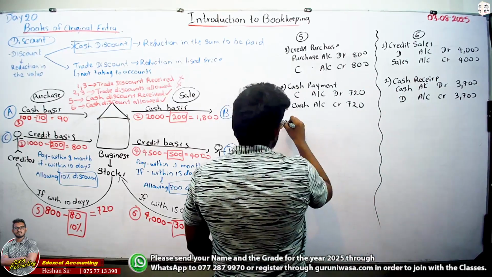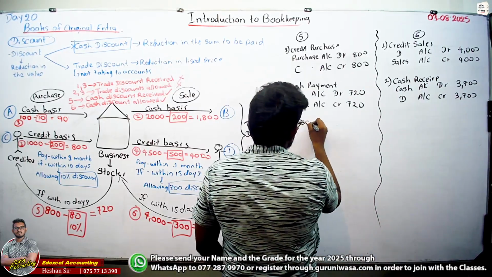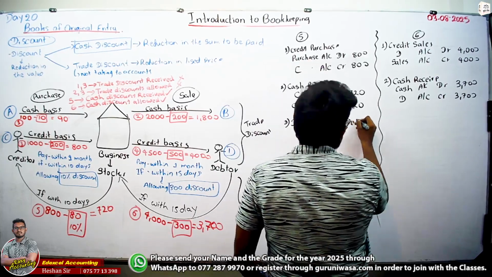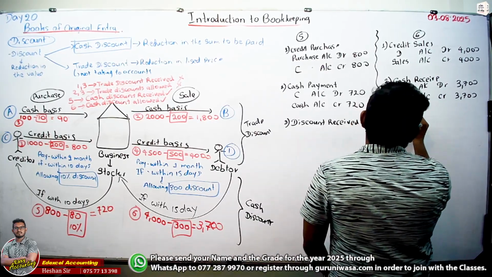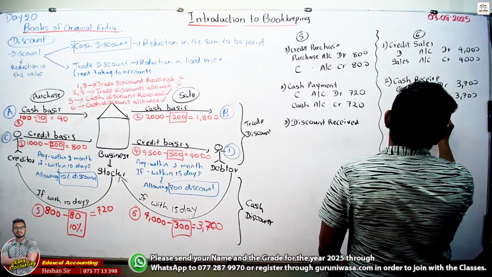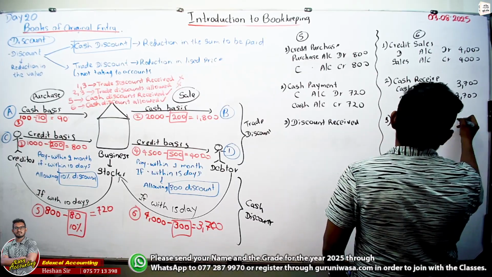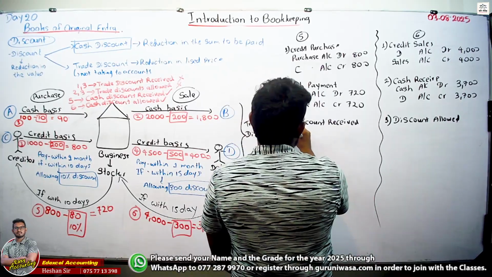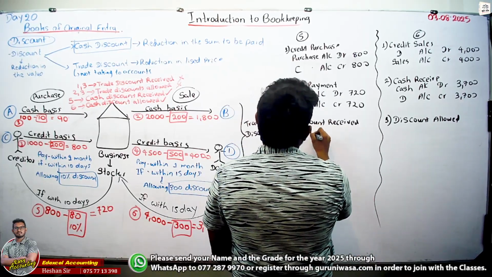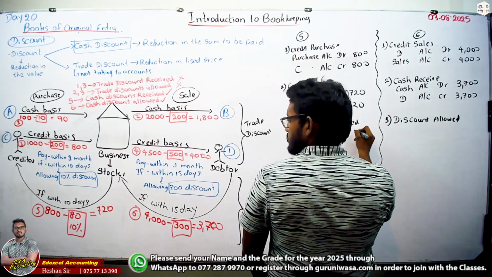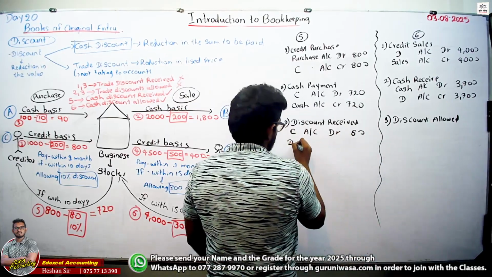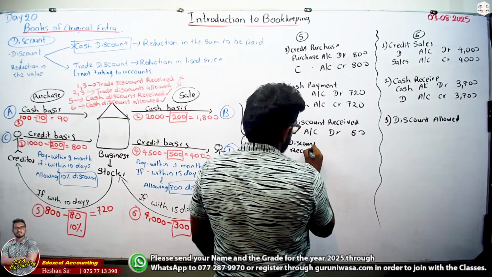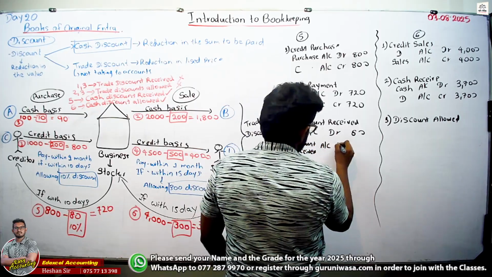Number three, discount received. In here, discount allowed. Right. So you can see C's account debit 80, discount received account credit 80.